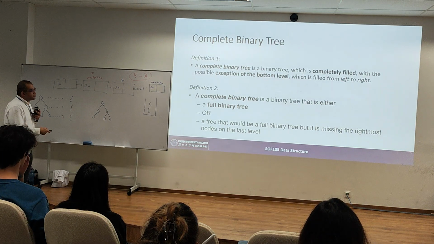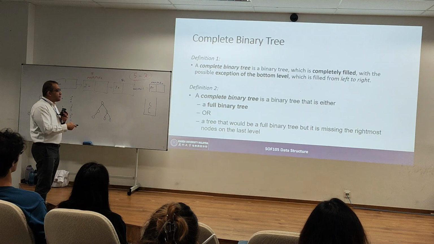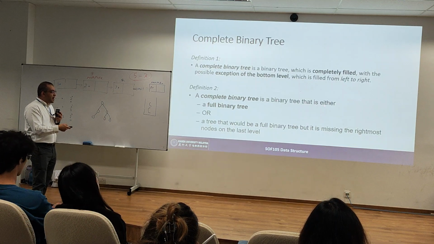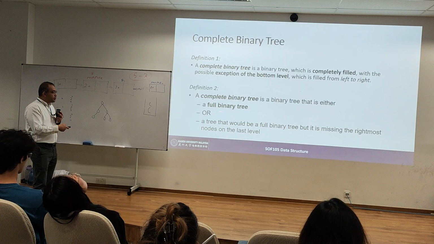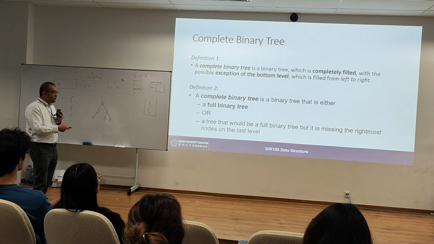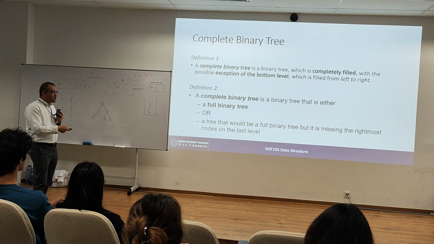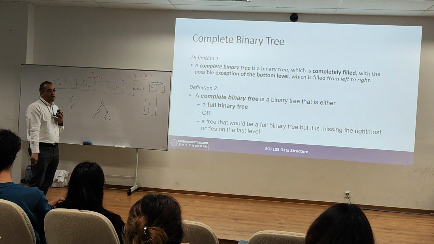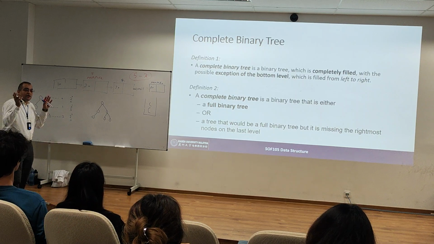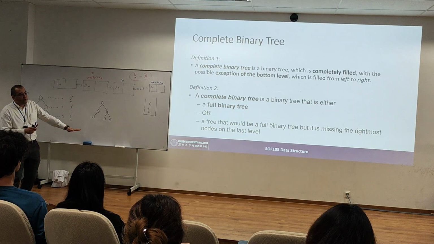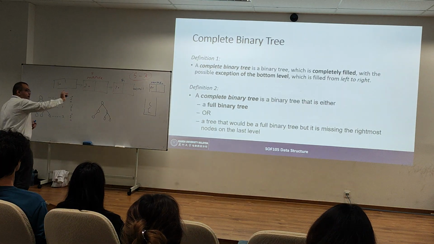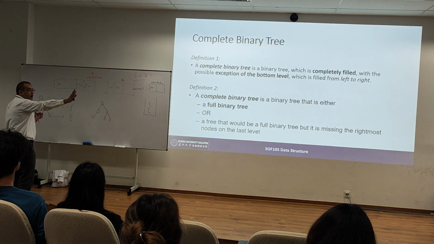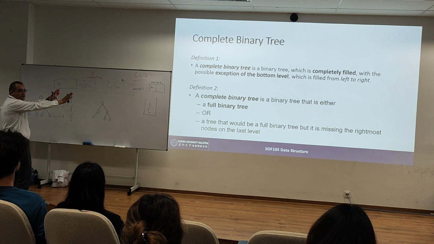Definition 2: a complete binary tree is a binary tree that is either a full binary tree or a tree that would be a full binary tree but is missing what? The rightmost node on the last level. Meaning that if there is a missing node, it is always in the bottom level and missing from where? The right side. Why? Because I'm filling from left to right.